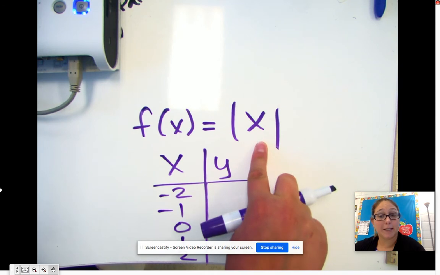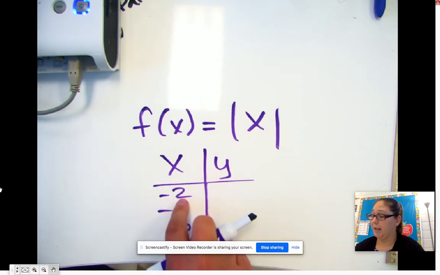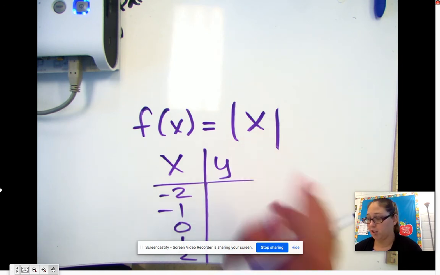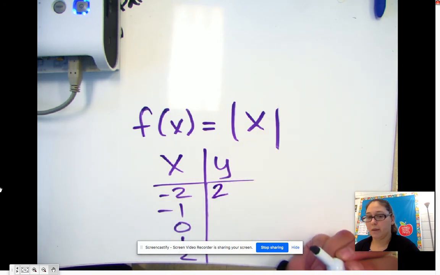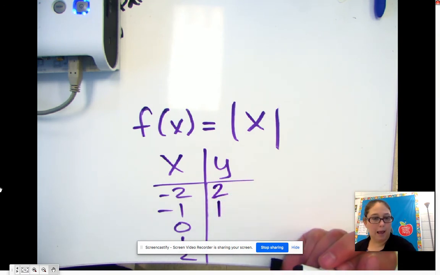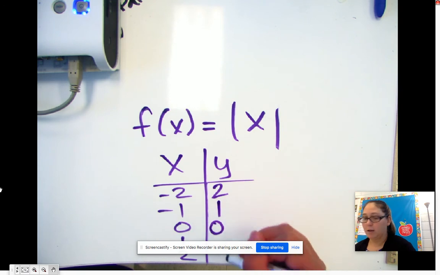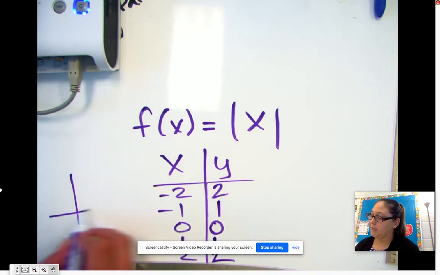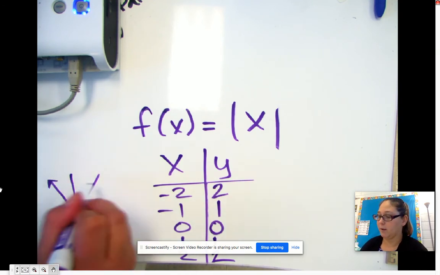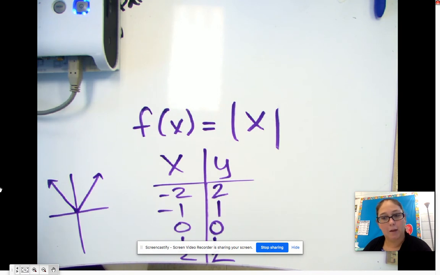Absolute value means it's the distance from 0. So -2, the distance from 0 is just a +2. So we have 2. The absolute value of -1 is 1. Absolute value of 0 is 0. 1 is 1. And 2 is 2. And so this gives us the V shape, right? And it can keep going, so arrows. So that's the parent function of the absolute value, okay?